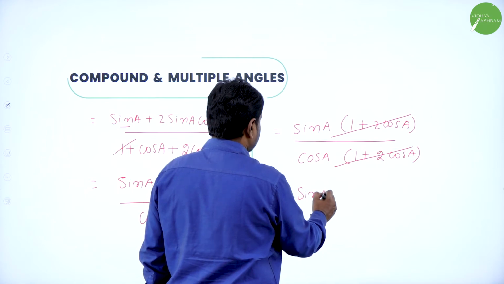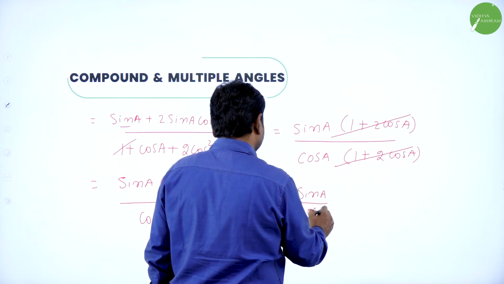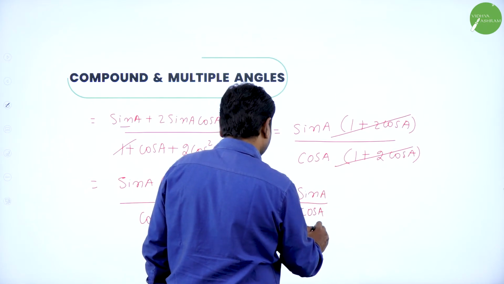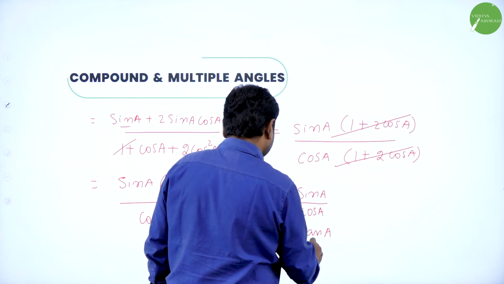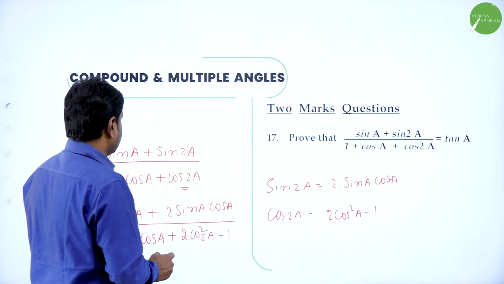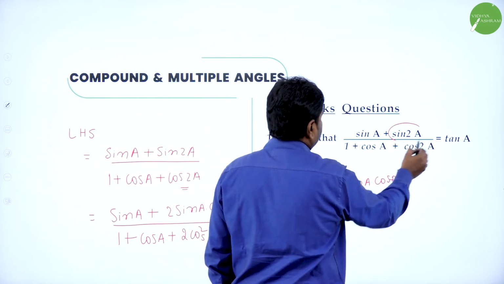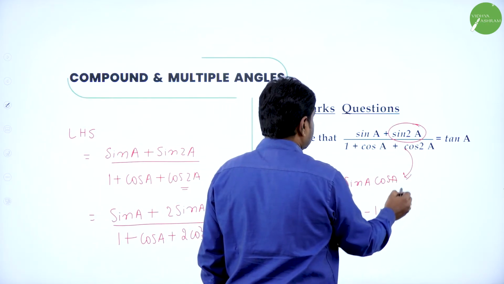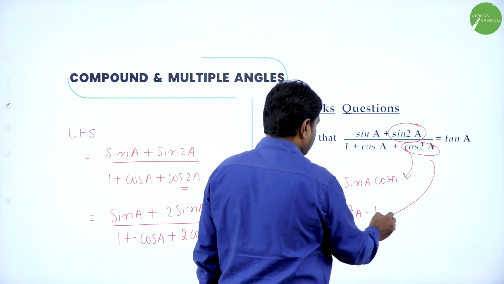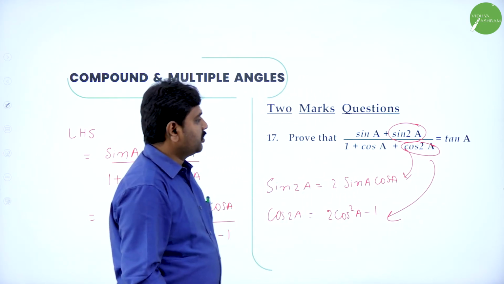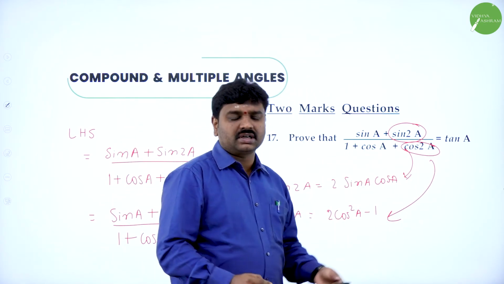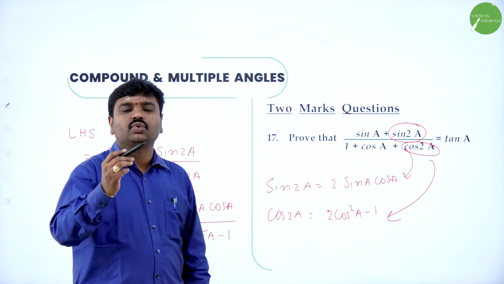What is sin A by cos A? Sin by cos is tan A. So this is your RHS. I hope all of you got this. Here sin 2A was there, so we wrote it as 2 sin A cos A. And here cos 2A was there, and we wrote it as 2 cos square A minus 1. Why? Because the denominator is already made up of cos, so it will become easy for you to simplify.